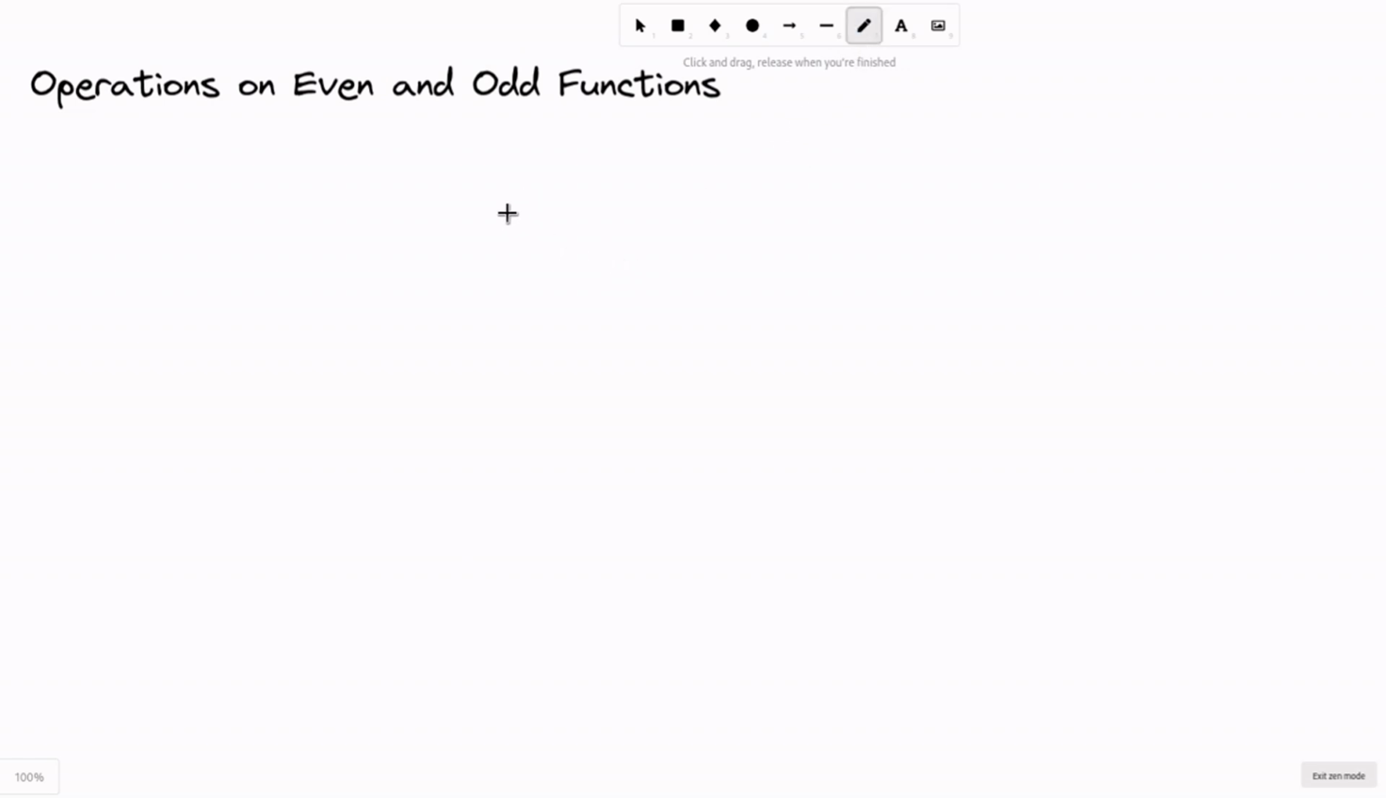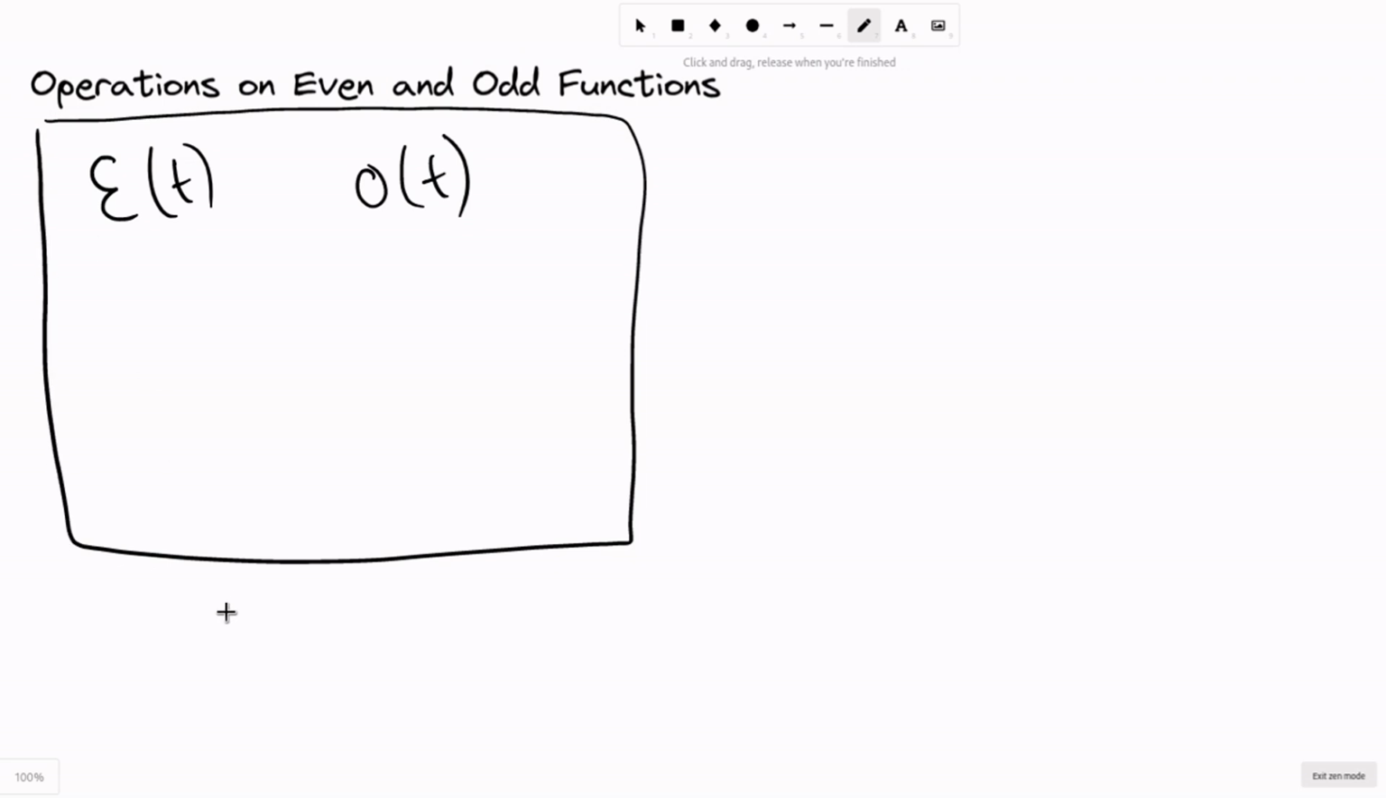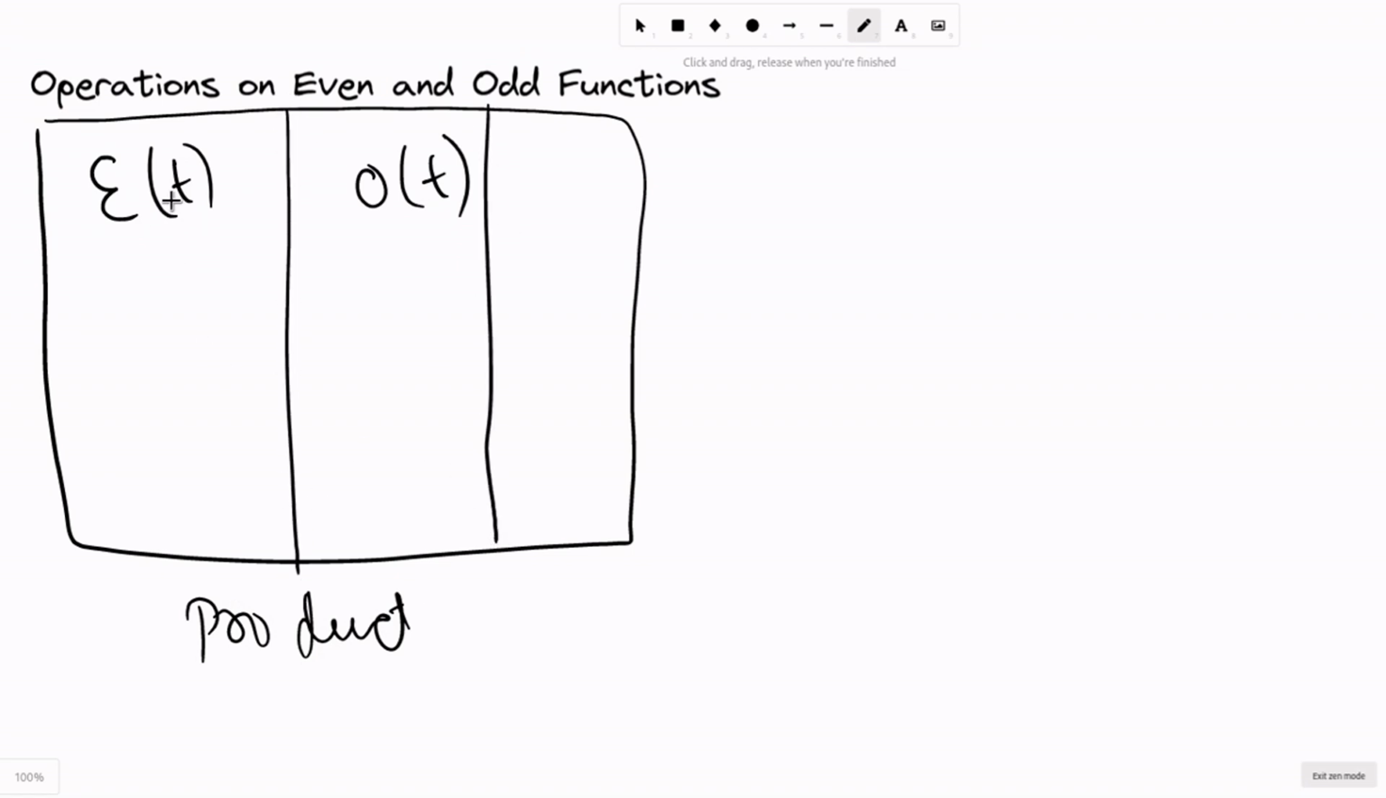Sometimes what you need to find is what happens when you multiply or add or divide even functions and odd functions. And for that, let's take two functions, an even function and an odd function. Let's make a table for multiplication, product. Now, if you multiply an even function with an odd function, then just like numbers, what you get is an odd function. If you multiply an even function with an even function, you get an even function. If you multiply odd with odd, you get odd.